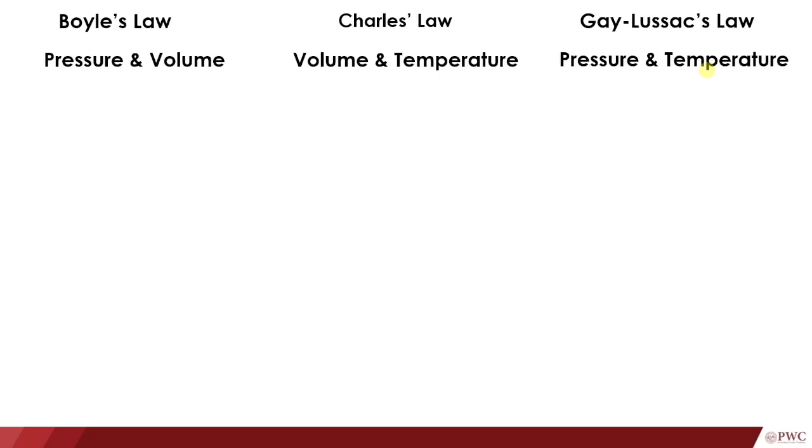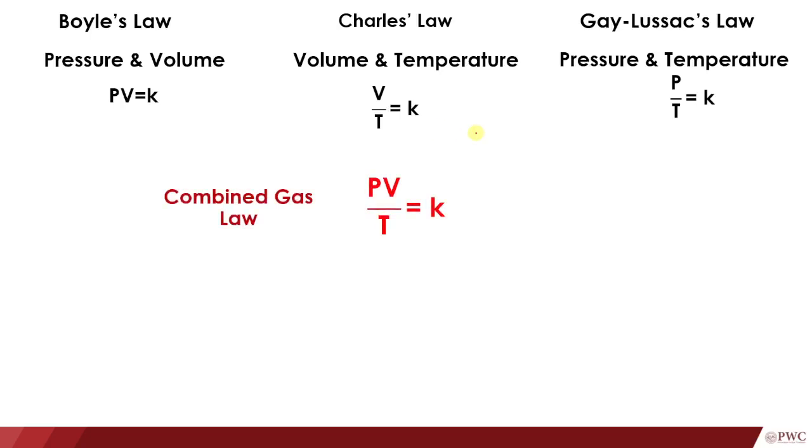We can summarize the relationship between these variables into these equations. Again, Boyle's law about pressure and volume. Charles' law about volume and temperature. Gay-Lussac's law about pressure and temperature. Now we can combine these laws and form the combined gas law. So we have this equation, PV over T is equal to constant K.